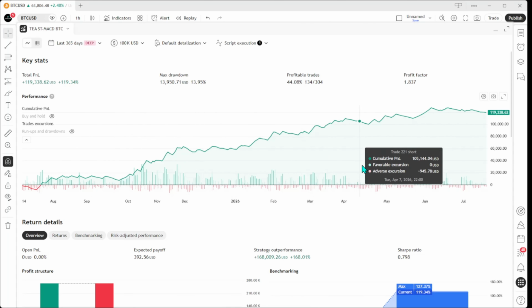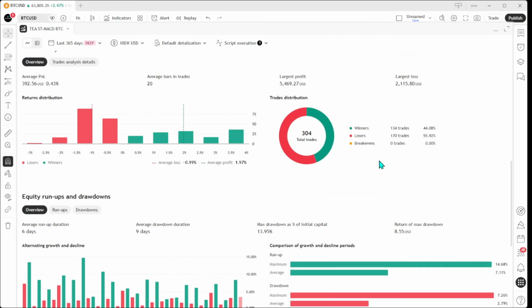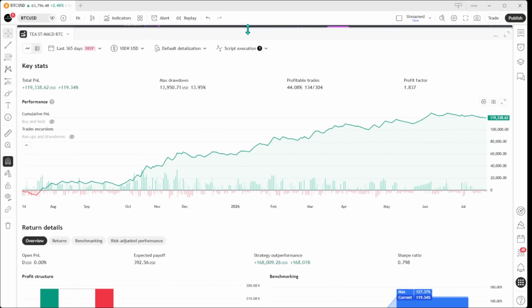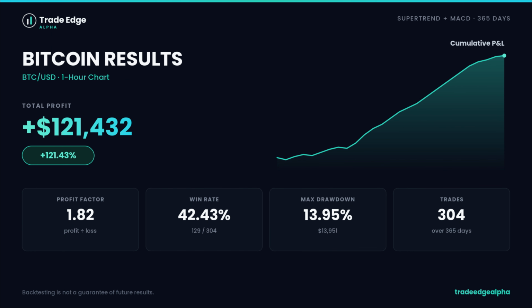Up over 128% on the account, with a profit factor of 1.83. Win rate jumps to 42%, both a clear step up from gold, but so is the drawdown. Just under 14% against 3% on gold. And only 304 trades in the sample, less than half of gold's count, because an hourly candle only closes so many times a year. None of that's random.